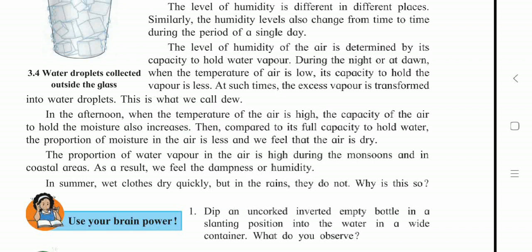According to season, according to weather, according to the area, every place's air coolness or temperature is not the same. It depends on the location of that area. In a summer season, the air is not too much cool. That's why we may feel dampness or humidity.